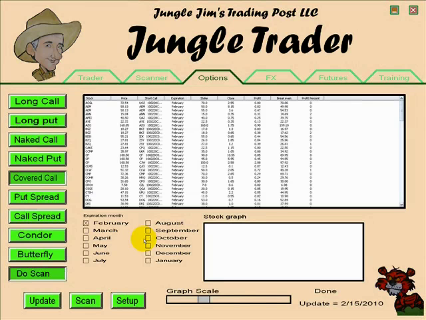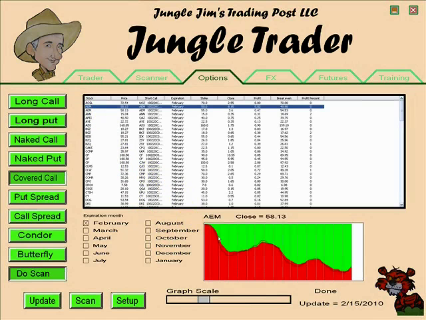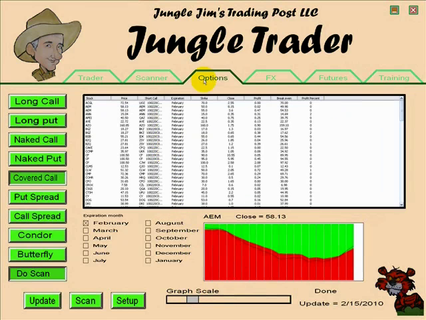And here you can see the results from the covered call scan. By clicking on the symbol, you will see a graph for the stock price. Again, here the scale of the graph can be changed to represent more or less data. Also note the new option symbols are being displayed. Now, the final platform that is currently available is the Forex.